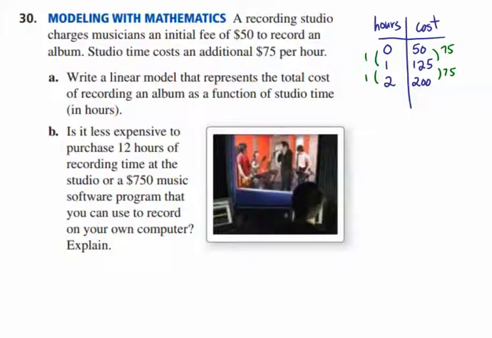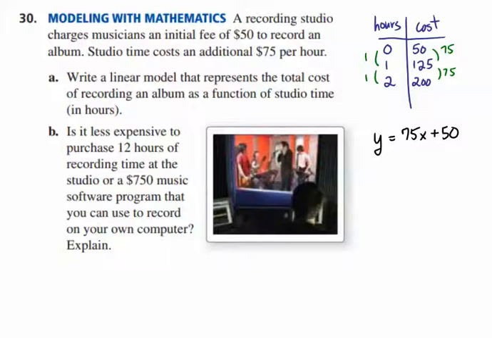So that's a very powerful idea there, and when we write our function, it would be y is equal to 75x plus 50. So that is the linear model that represents the total cost of recording an album as a function of studio time in hours. Now, the question in Part B is: is it less expensive to purchase 12 hours of recording time at the studio or a $750 music software program that you can use to record on your own computer?